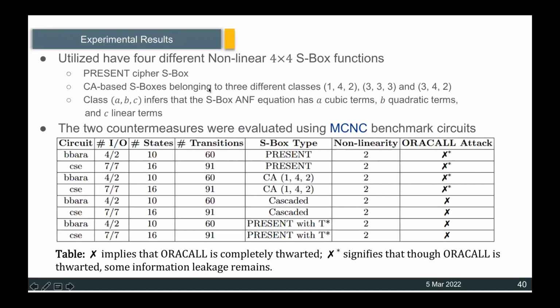We take different types of CA-based S boxes. The notation that we use here, 1, 4, 2, stands for the number of cubic terms in the construction, the number of quadratic terms, and the number of linear terms. If you apply the Oracle attack, we find that the Oracle attack fails for all of them. In particular, for the new construction where we take the T star, which is the modified CA structure, along with the PRESENT S box, the Oracle is almost completely thwarted. That means there is no leakage of the input bits as per our analysis.